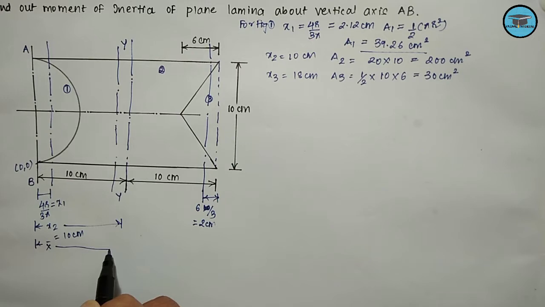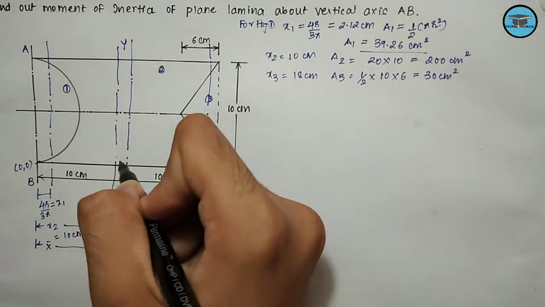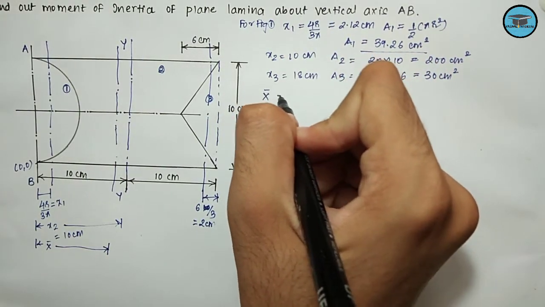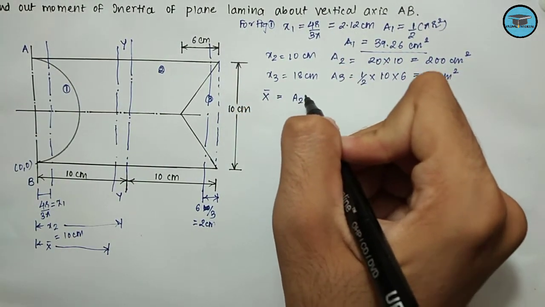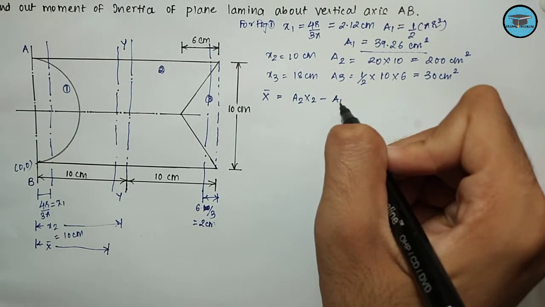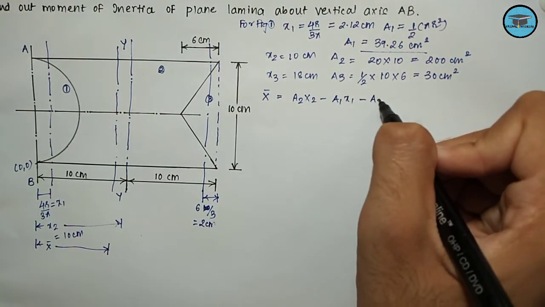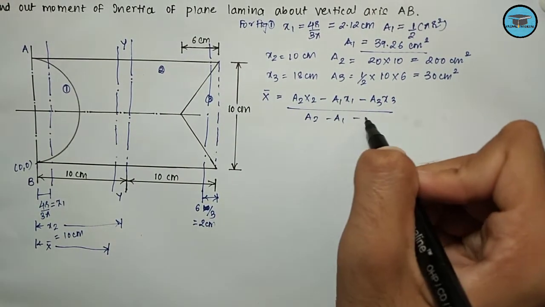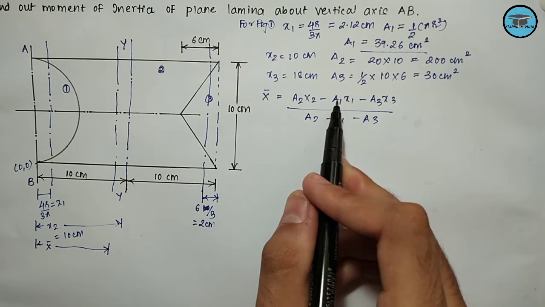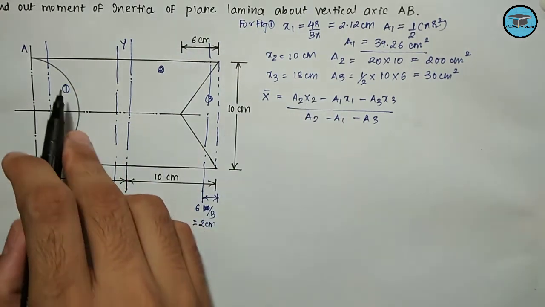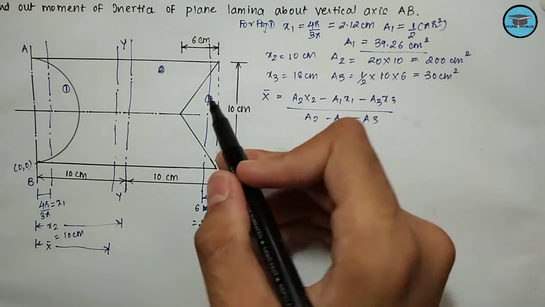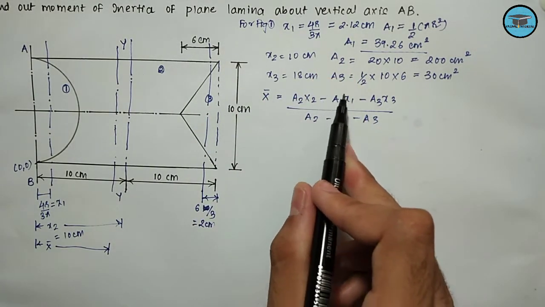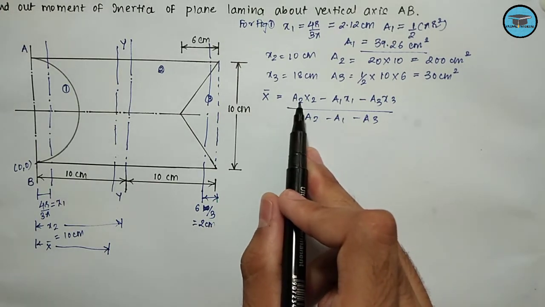So X bar is nothing but the location of the axis, this axis YY which is passing through the centroid of this plane lamina. So X bar can be given as A2x2 minus A1x1 minus A3x3 divided by A2 minus A1 minus A3. Here we have subtracted the area from the total area, since there is a semicircular hole present and there is a cut of the triangular region here also. So we have subtracted this much area from the total area, that is A2.